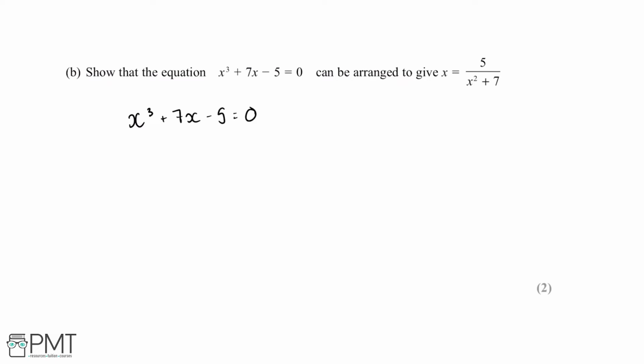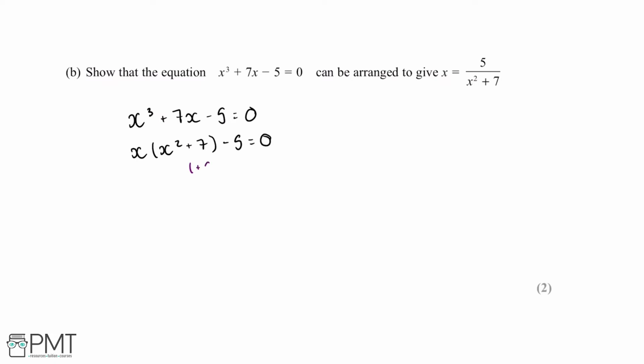So the first thing we can do for this question is factorise out an x term from these first 2 terms here. And this will give us x multiplied by x squared plus 7 minus 5.